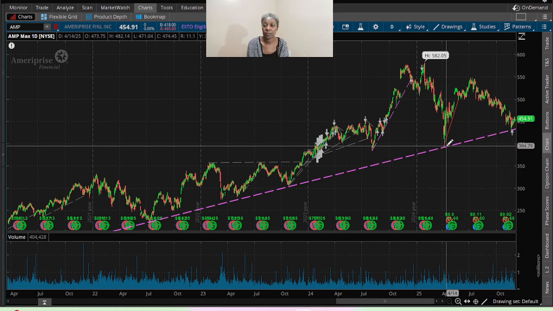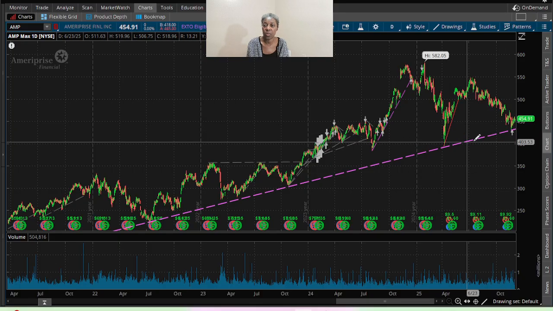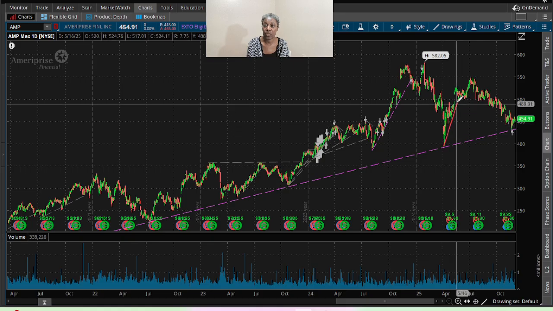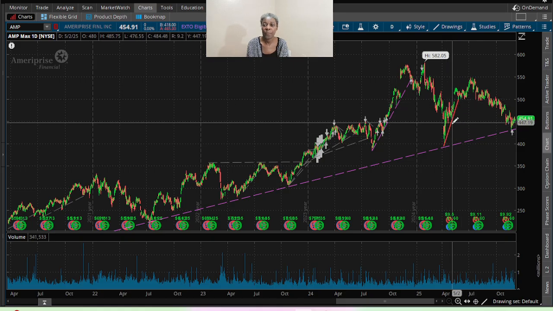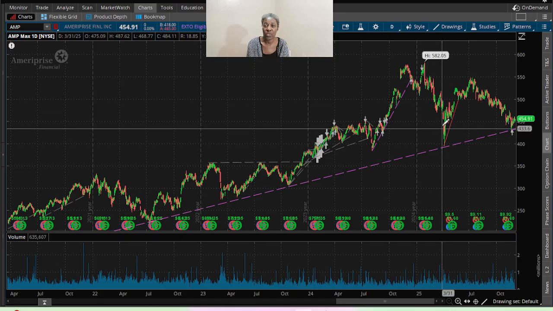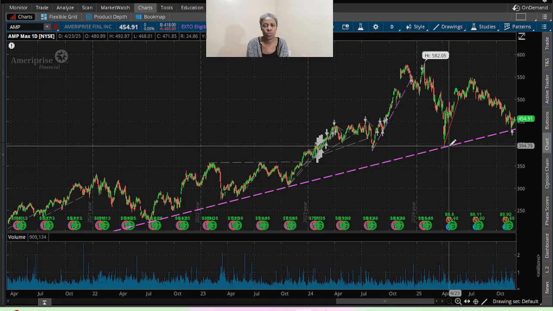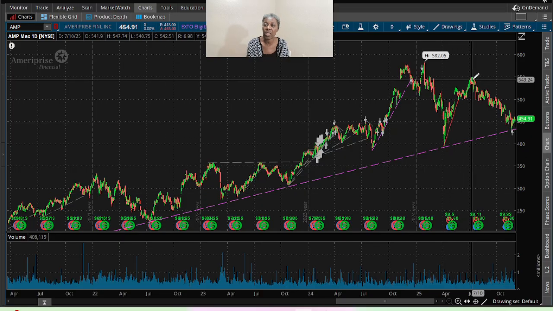So I didn't buy here. The price here will be lower. I was aiming to buy somewhere here, but I was not sure. We are seeing higher lows here. So I was not sure if it's going to remain here, if it's going to pull back. But guess what? It pulled back down here.